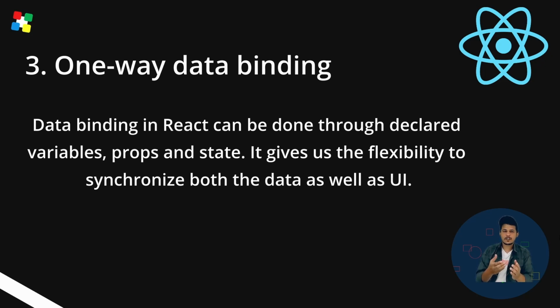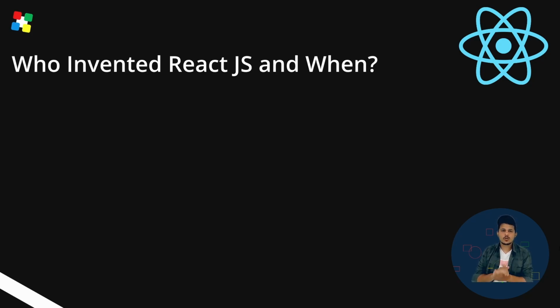Suppose the parent wants to give some money to the child, they can give, and to the grandchild also they can give, but the grandchild can't give the money back to the parent, something like this. So the data flow will happen from top to bottom in reactjs. Yes. So let's see who invented reactjs.